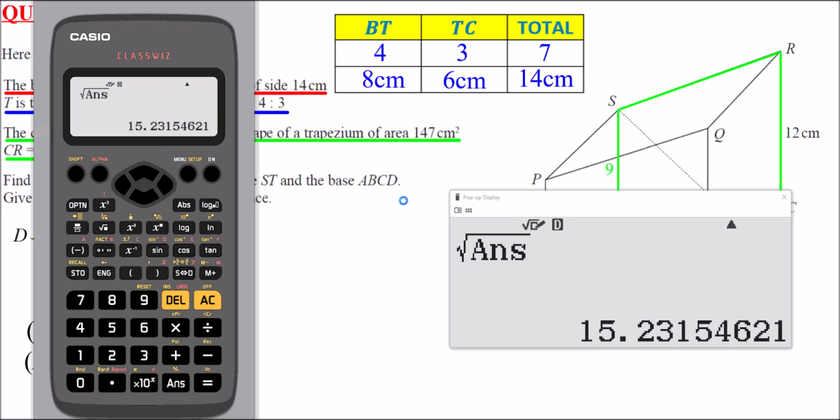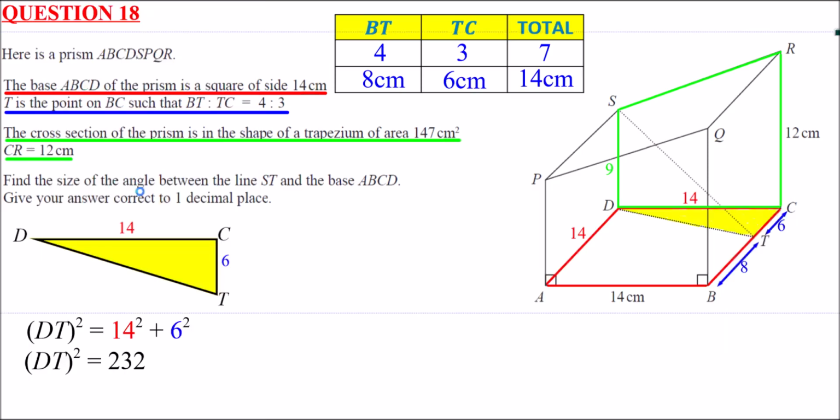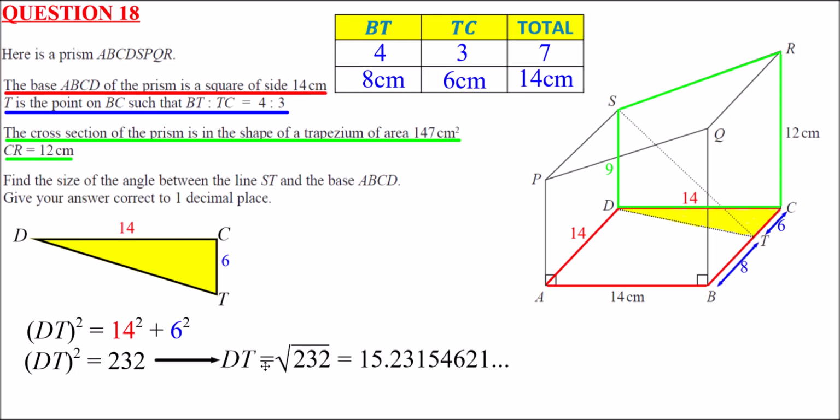Bear in mind though, our job isn't to work out DT, it's to calculate an angle, so don't round this off too soon. I would suggest to leave it in this awkward form and only round off at the end. So DT, I'm going to label that length on here because we worked it out.